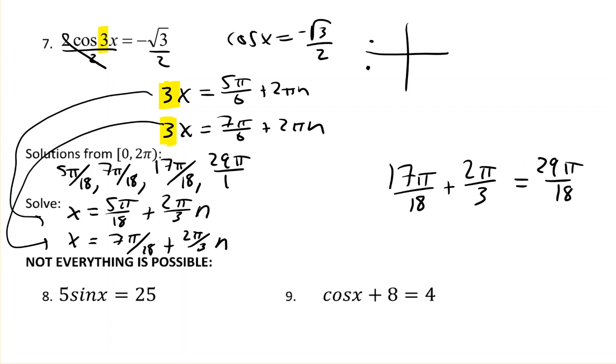Okay, if I added it again, I'm up to 41 pi 18ths, which is more than 2 pi, so I'm done with that part of the formula. Okay, then I could use this one, 7 pi 18ths plus 2 pi thirds.